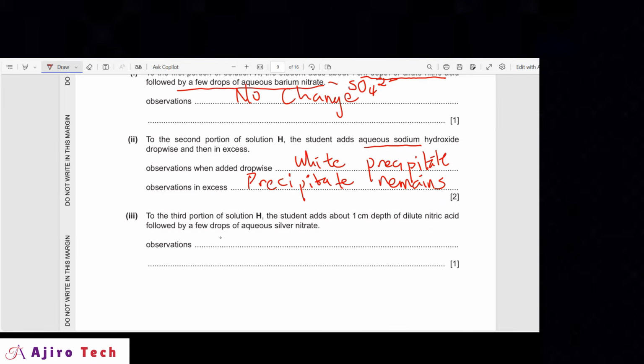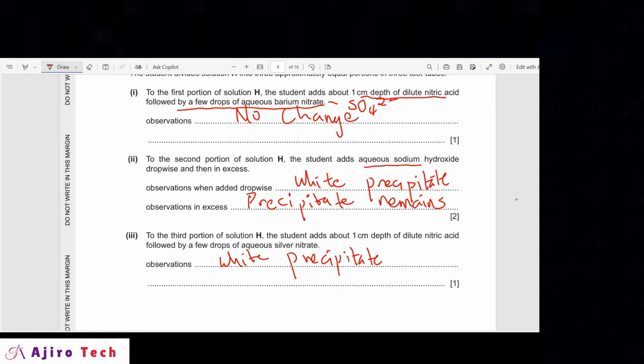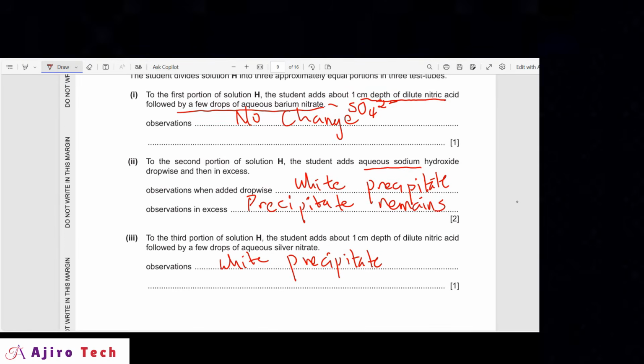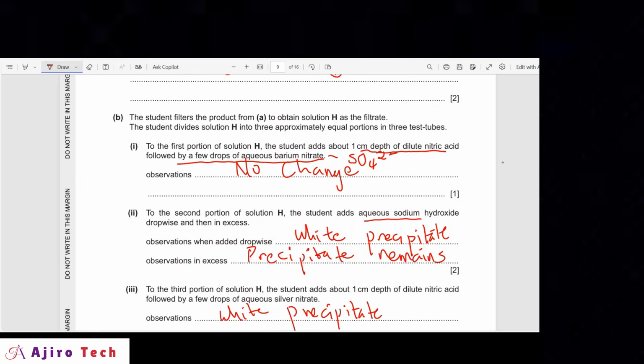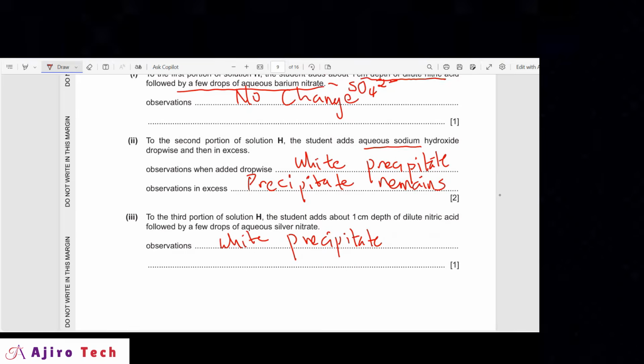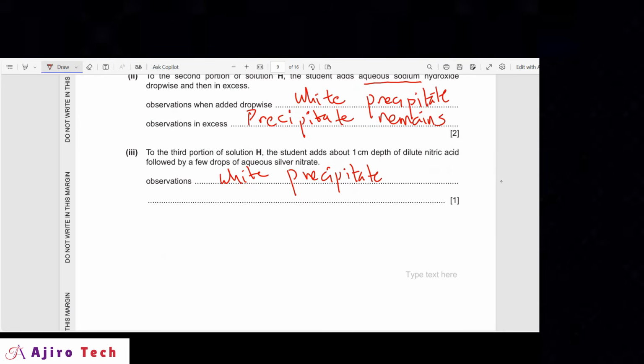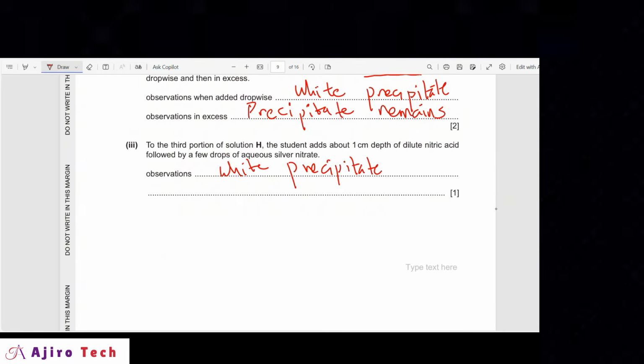You still observe the white precipitate because of the addition of the acid into the whole mixture. You still have your white precipitate being produced. So that is how to go about these questions. So that is what you are expected to do. You can see that they are quite easy questions to do. So you have your white precipitate in that solution still observed.